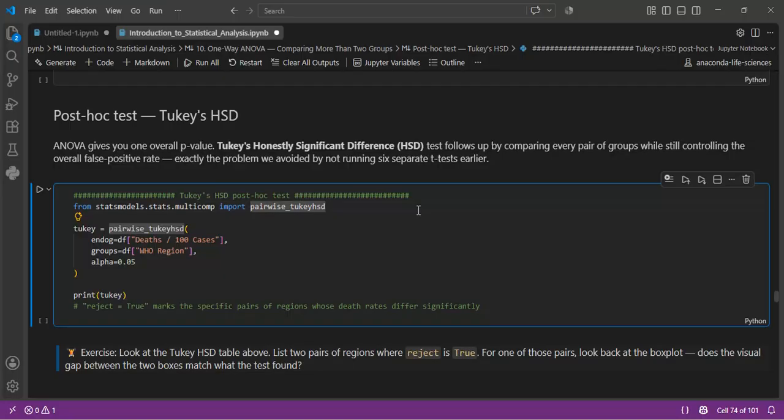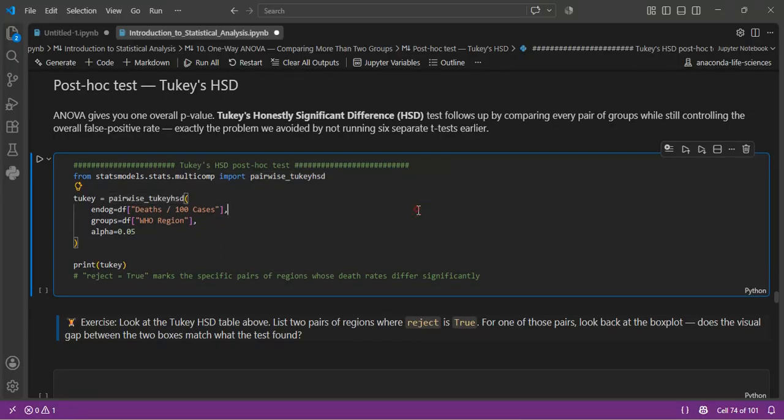So let's see how that works by just running the code. In this case, if we want to use the Tukey HSD, we need to import it from statsmodels, the multicomp, which imports pairwise_tukeyhsd. So all these are parts where we can find this particular Tukey HSD function.